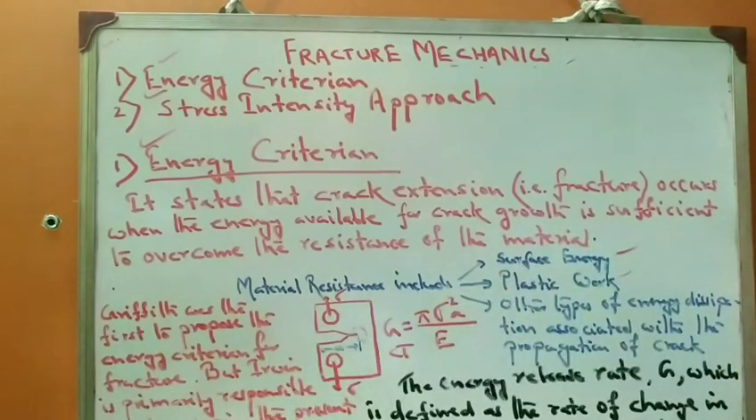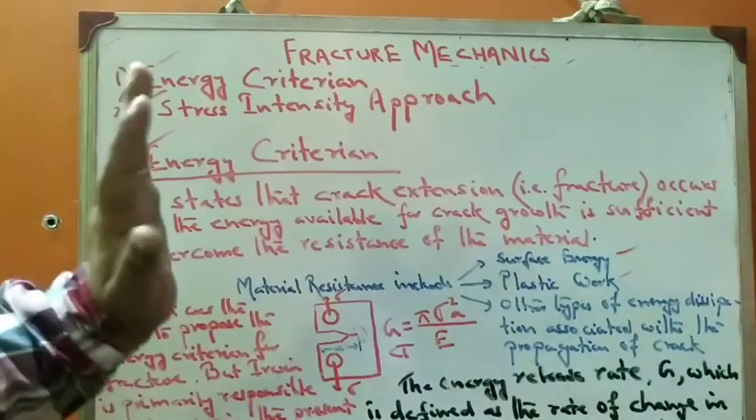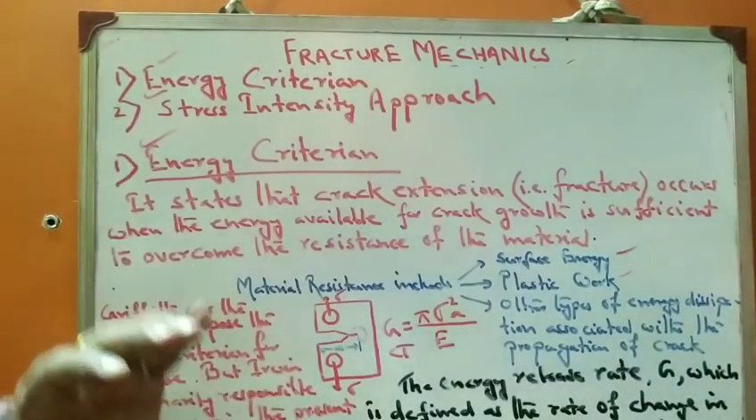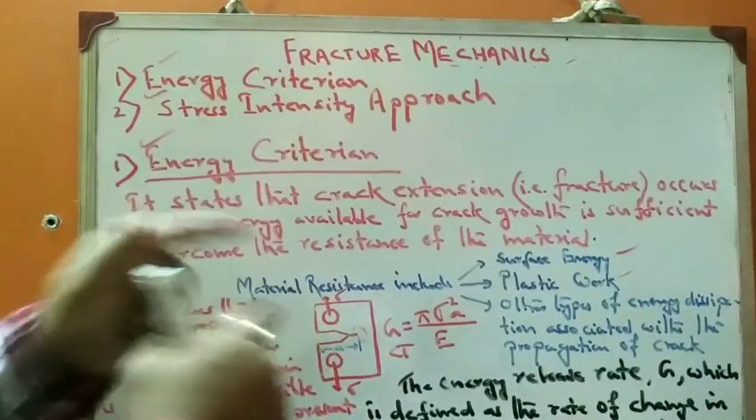Another one is another type of energy dissipation associated with the propagation of cracks. So there are other types of energy association also available, the cohesive material properties. These are the properties, or the material resistance, which is offered against the stress which is given on the material.